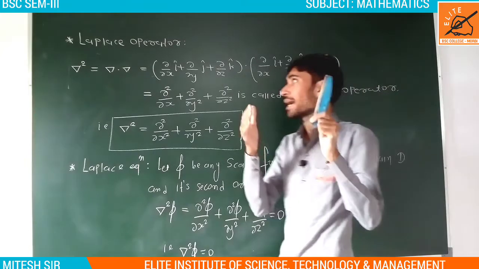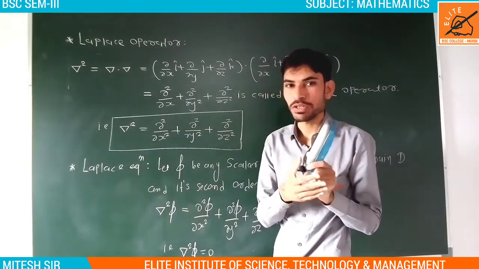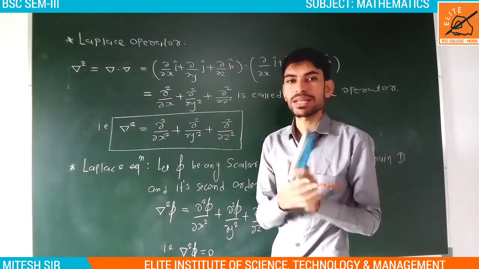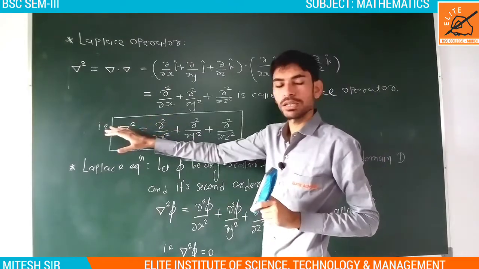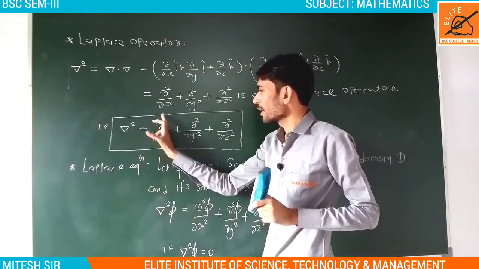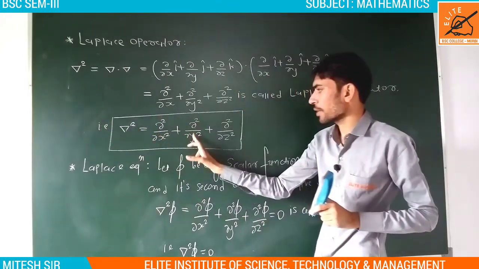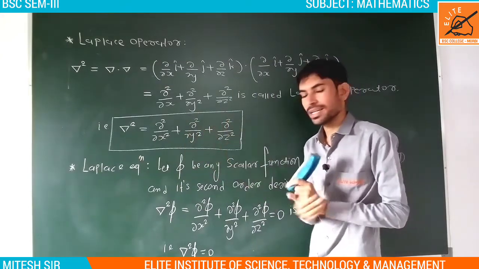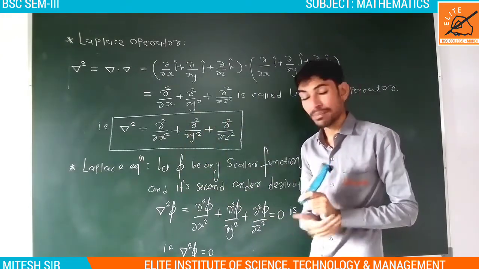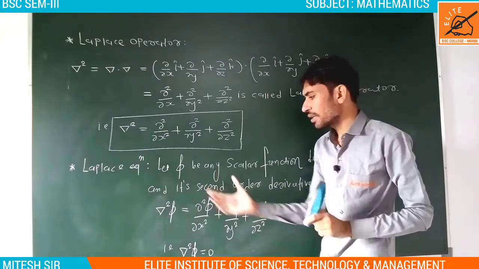So friends, if they ask you about Laplace operator or Laplace equation, take special care. If the Laplace operator is asked, just write down nabla square is equal to del square upon del x square plus del square upon del y square plus del square upon del z square. If they ask the definition of Laplace equation, then define it in this way.